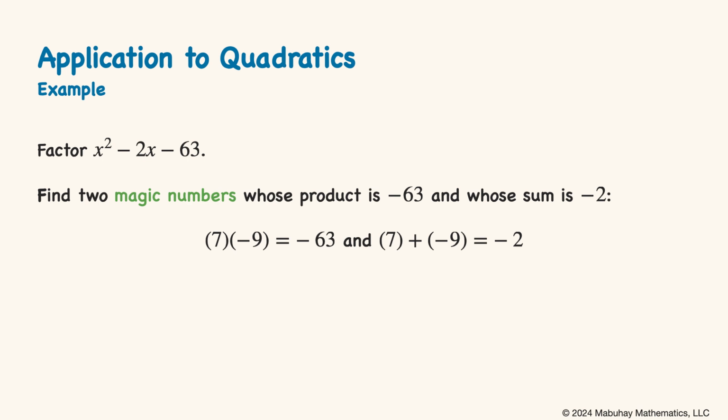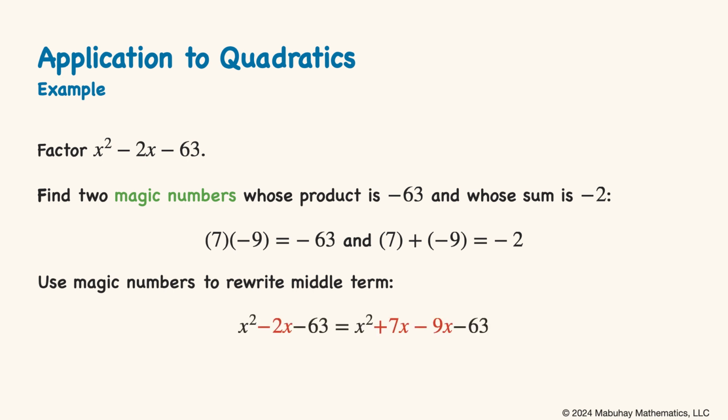Great! What do we do with that? So what we do is we use those magic numbers to rewrite the original middle term, okay? So a linear term. So in this case, we had negative 2x as our linear term. We're going to replace negative 2x with plus 7x minus 9x, where the positive 7 and the negative 9 were exactly the magic numbers we just found. Okay, and now in this form, this thing is susceptible to factoring by grouping. Okay, so let's see what that looks like from start to finish.